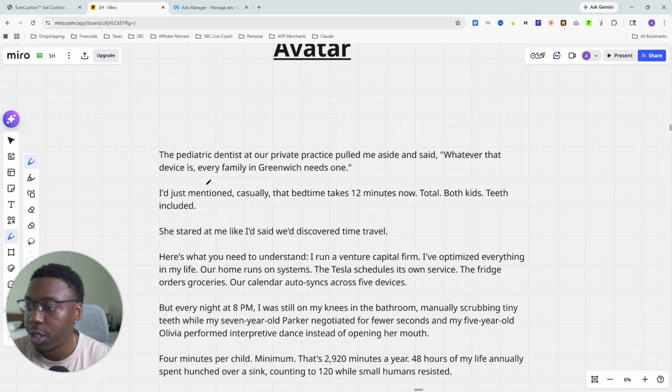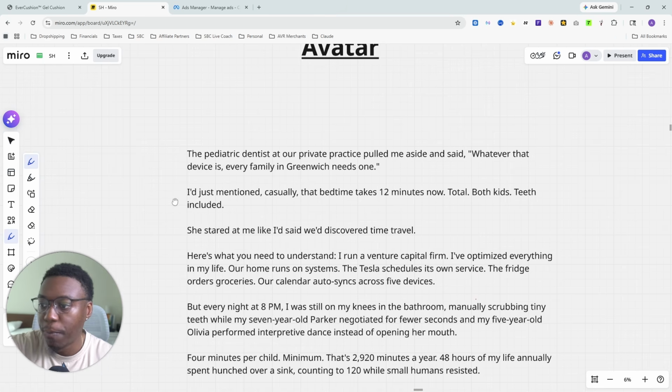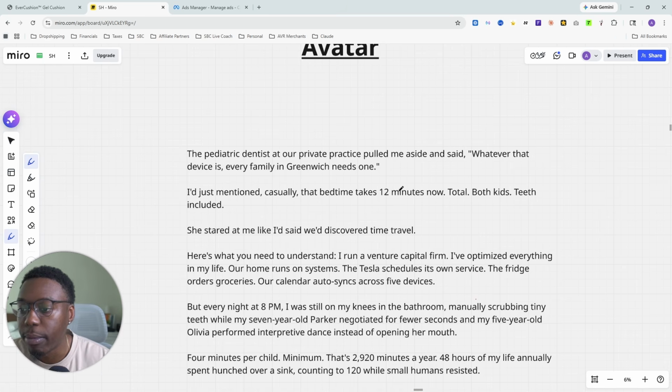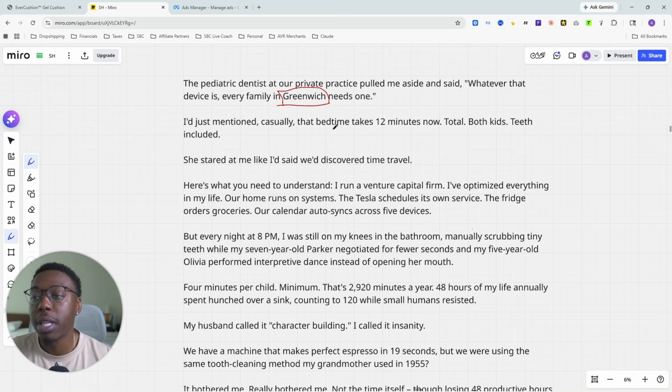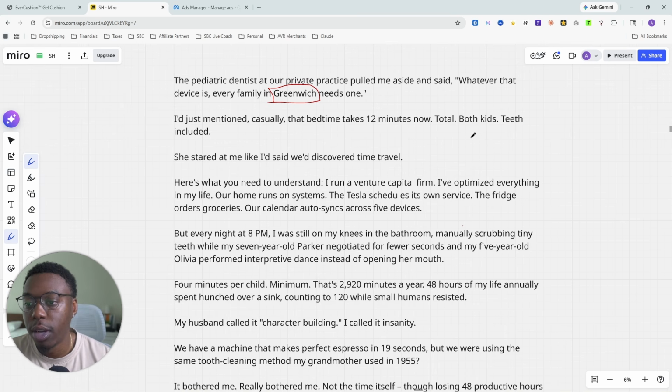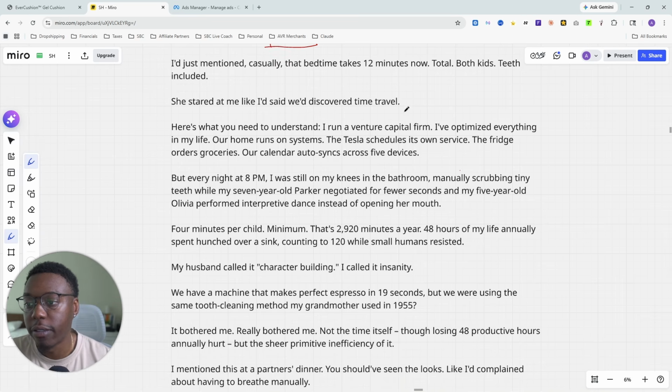So, the pediatric dentist, I want to make sure I'm not blocking anything on my screen here. The pediatric dentist at a private practice pulled me aside and said, whatever that device is, every family in Greenwich needs one. If you're not familiar with Greenwich, it's one of the richest cities or towns in the United States. It's actually in the state of Connecticut, which is where I spent most of my life, funny enough. I just mentioned casually that bedtime takes 12 minutes now. Total, both kids, teeth included. She stared at me like I said we discovered time travel.